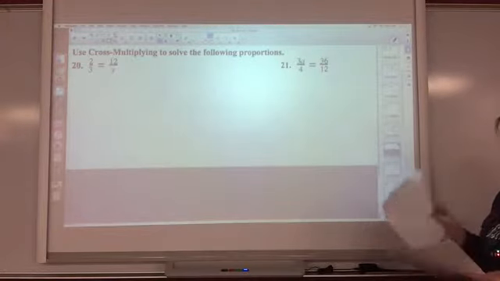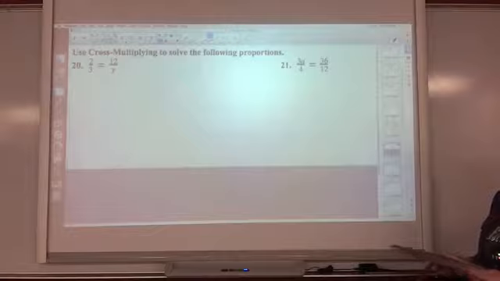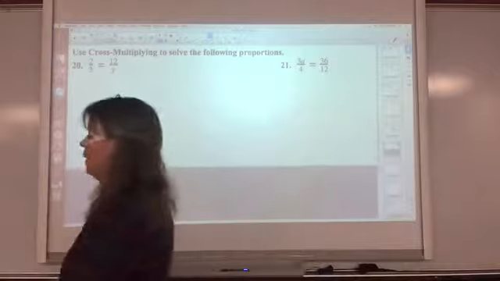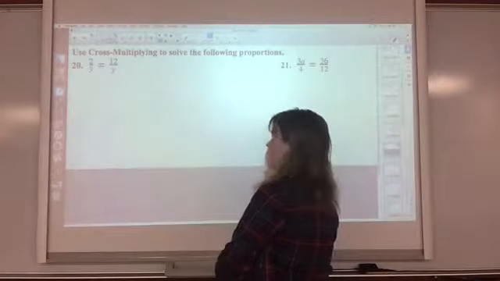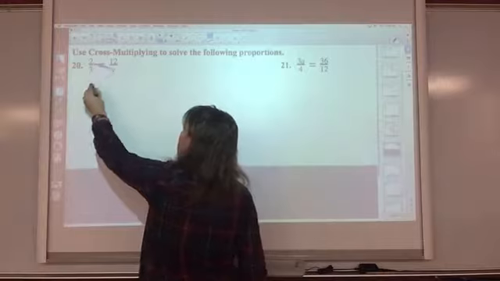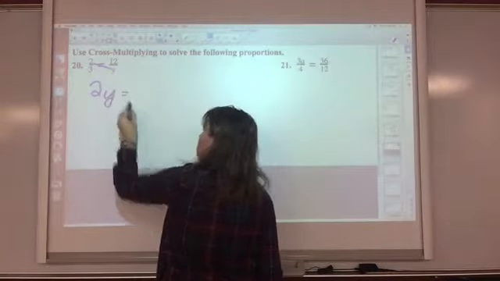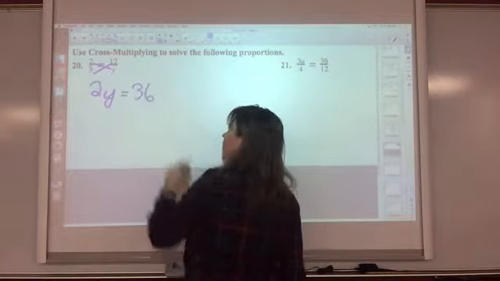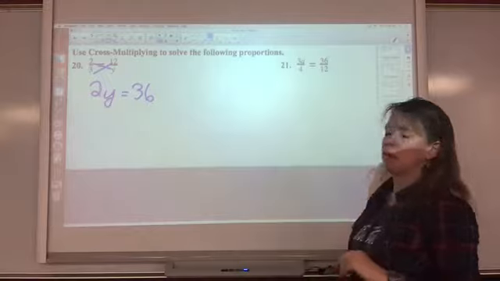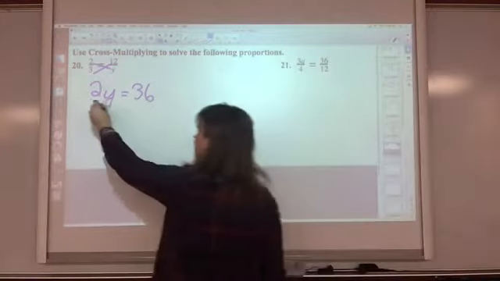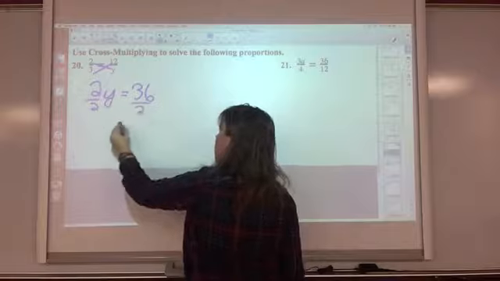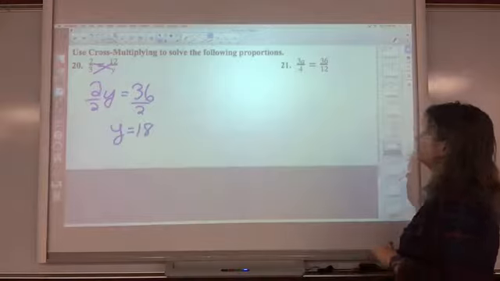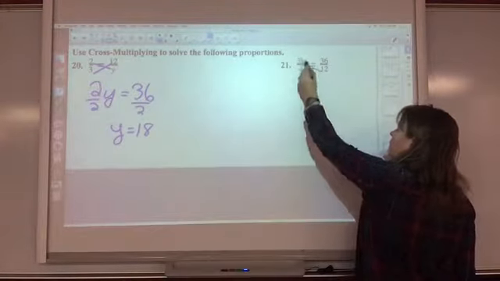Carry on, cross-multiplying. The directions will tell you to cross-multiply to solve the proportions. Some of you will still get a little bit stuck. Once you cross-multiply, this becomes an equation, no more ratios or proportions. You get 2y equals, and then when you cross-multiply this way, you get 36. A proportion will become an equation after you cross-multiply. And then in this one, you have a nice one-step solving, y equals 18.